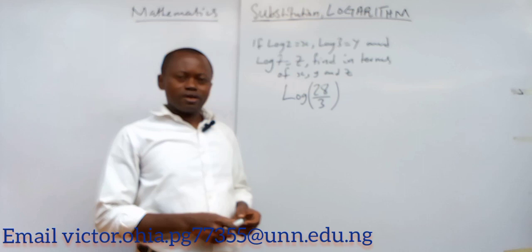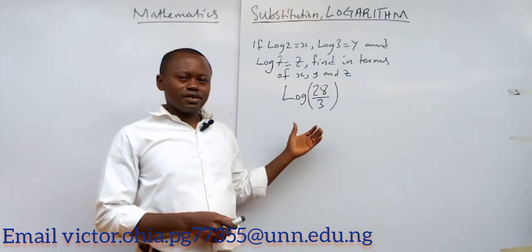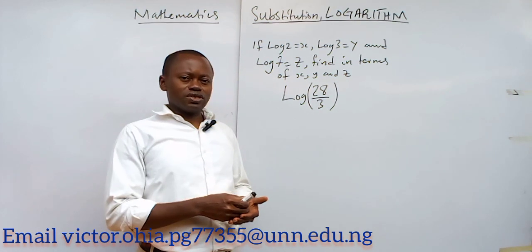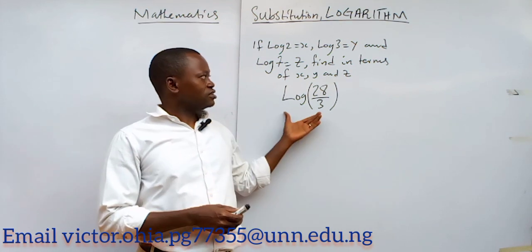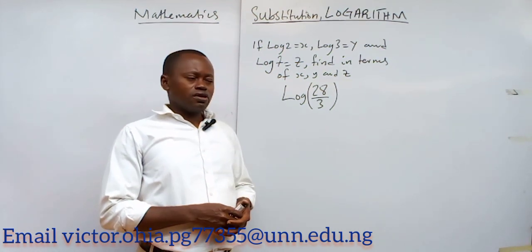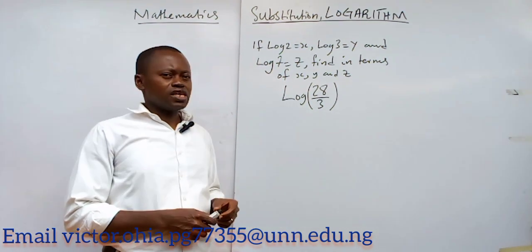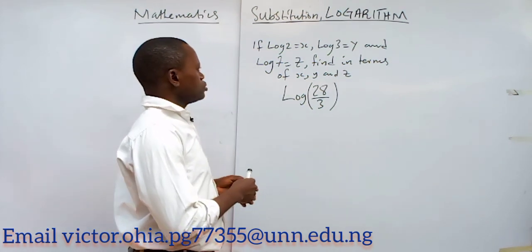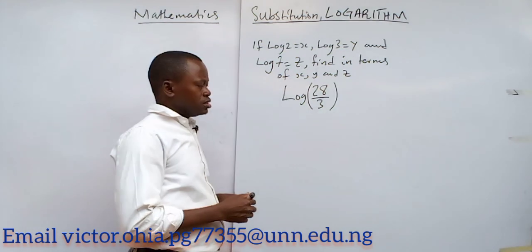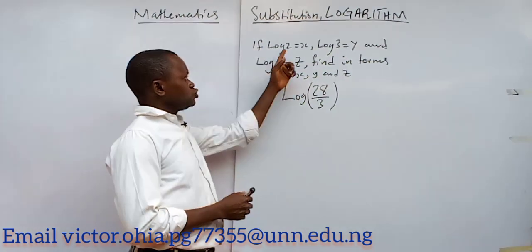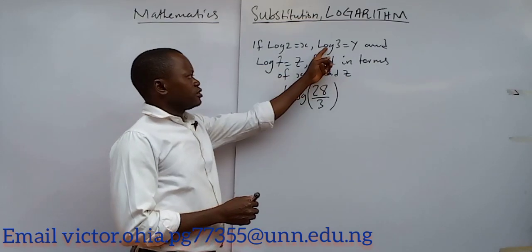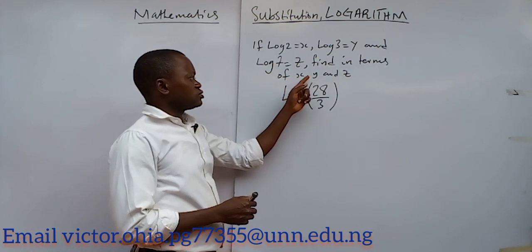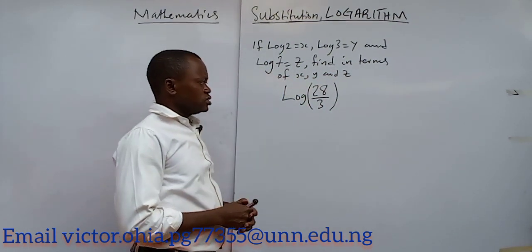So remember, what we are handling is mostly critical problems that have to do with a particular topic which we have discussed. Like this one, I got it from WAEC exam questions. If you look at this problem, it has to do with substitution. So what does this question require from us? It says if log 2 is equal to x, log 3 is equal to y, and log 7 is equal to z, find in terms of x, y, and z, log 28/3.